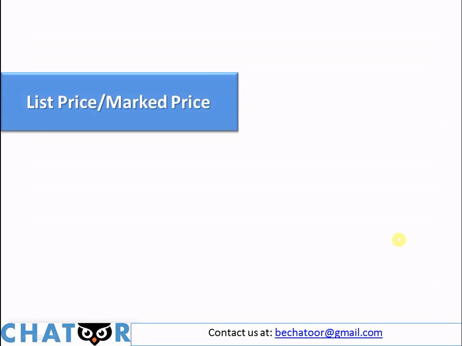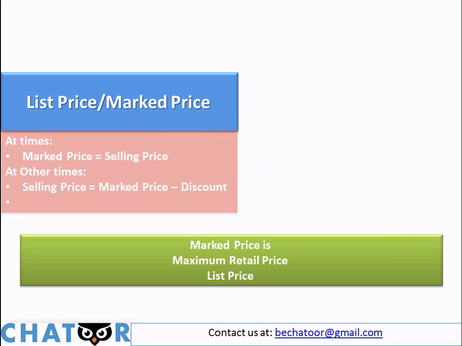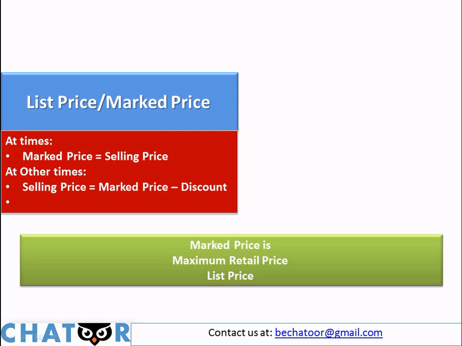Next, let us look at the concept of list price or marked price. Marked price is nothing but what we call the maximum retail price, or the price you see on the price tag. Now, one thing we got to understand with marked price is that at times marked price is equal to selling price, and at other times selling price is equal to marked price minus discount. Now, how does this work is something we'll look at.